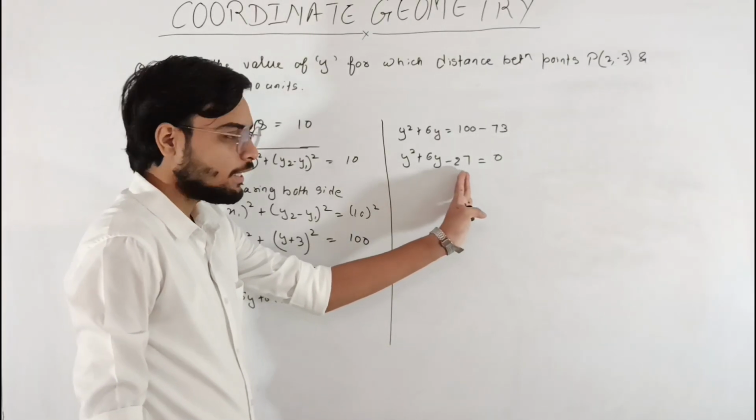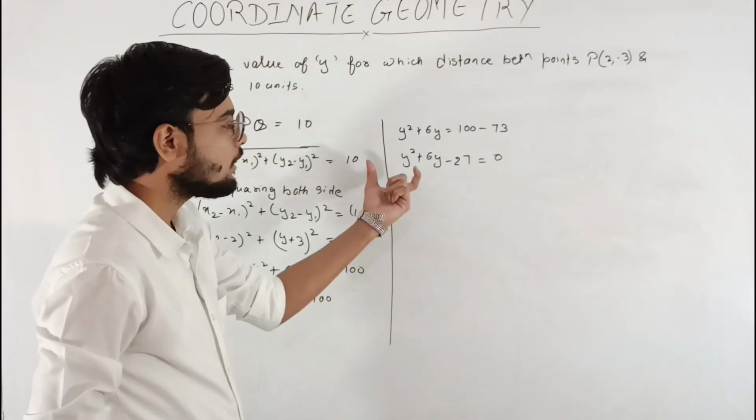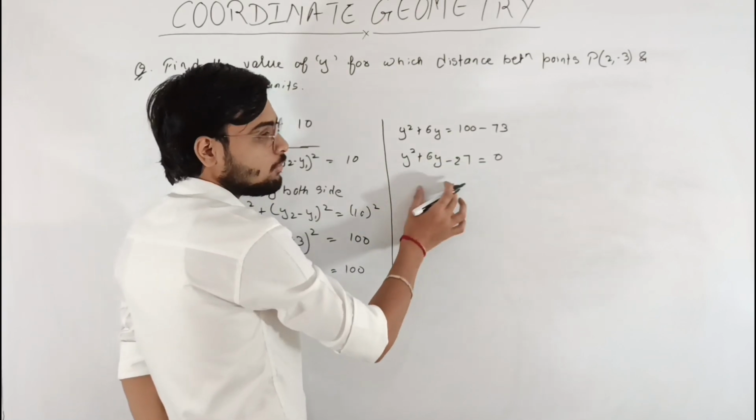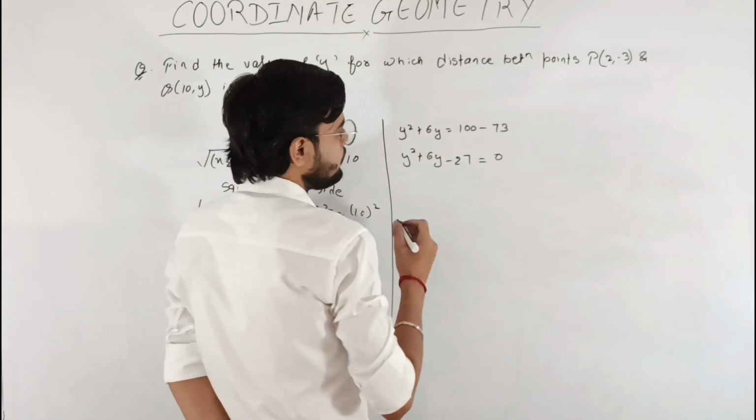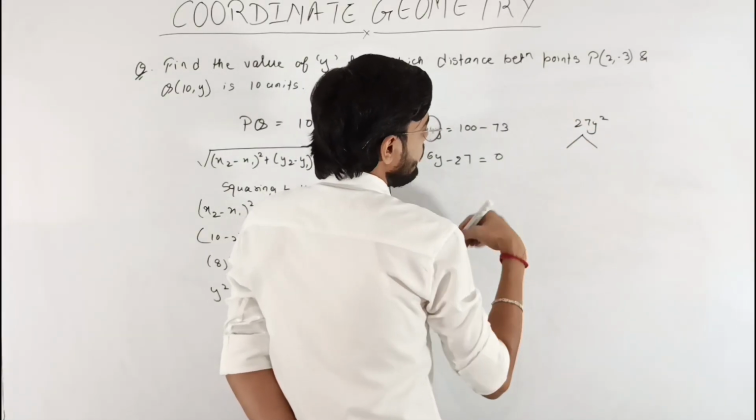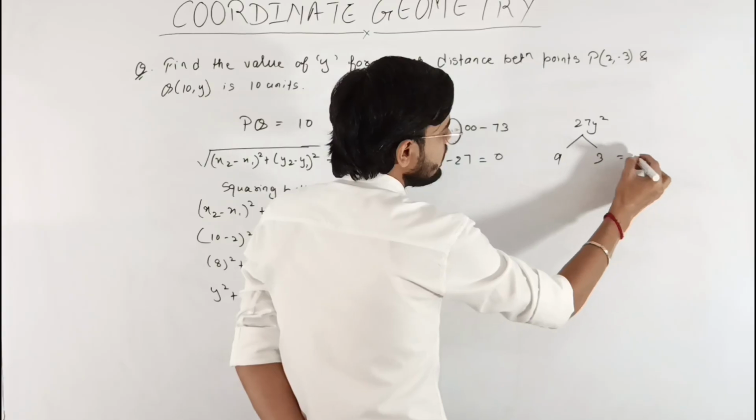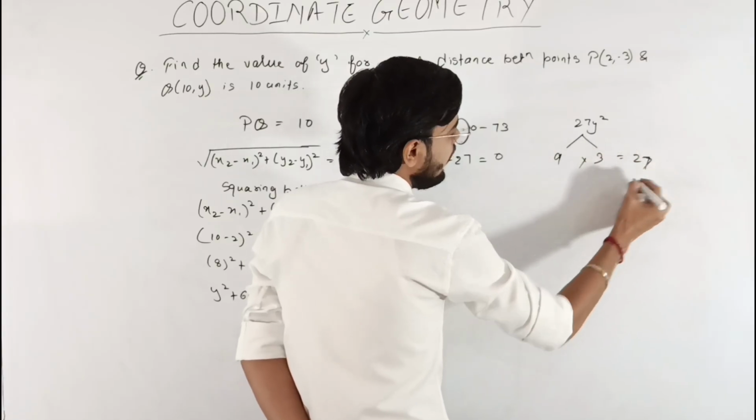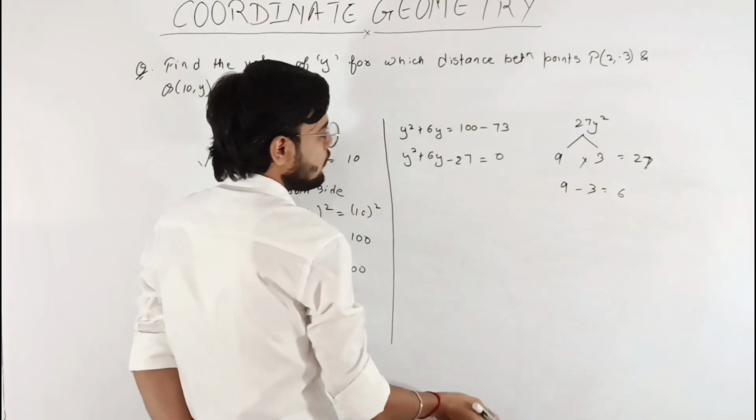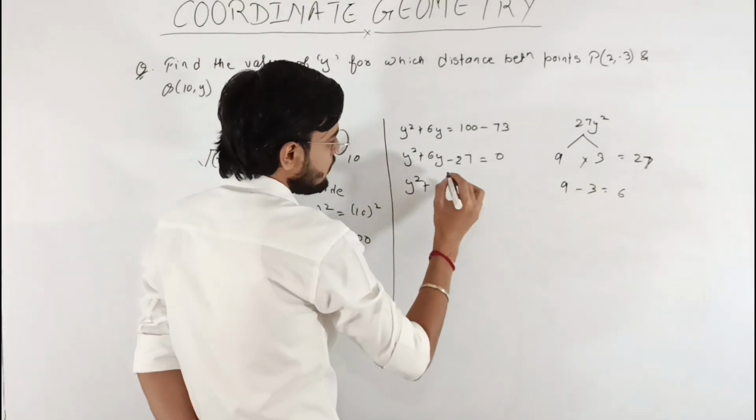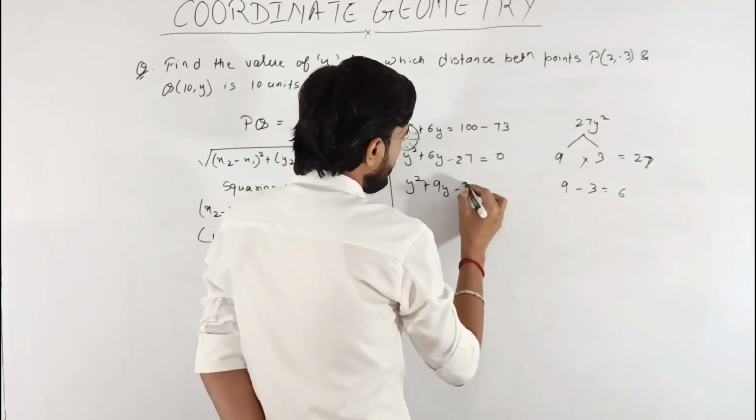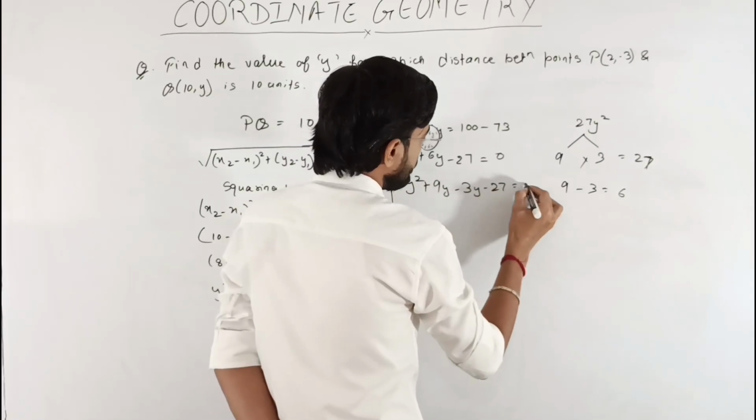Now this is a quadratic equation. We do factorization by splitting the middle term. So first we multiply 27 into y square, and this is 27 y square. Now we split 27 into 2 terms. 9 into 3 is 27, and if we subtract 9 minus 3, then we get 6. So look here, y square plus 9y minus 3y minus 27 is equal to 0.